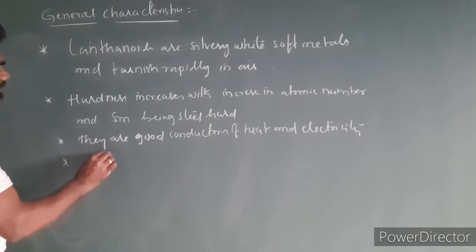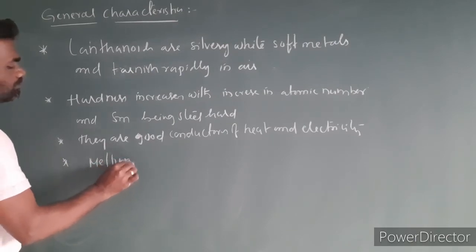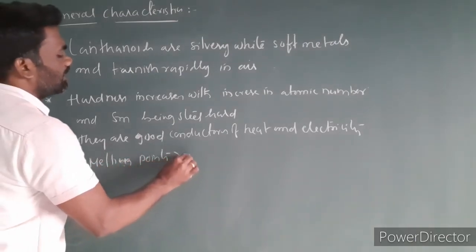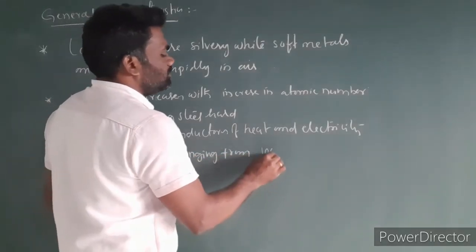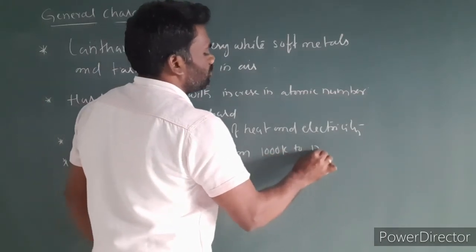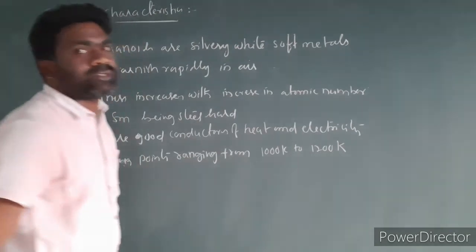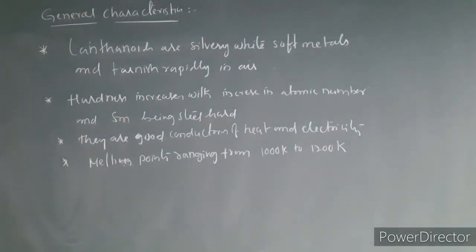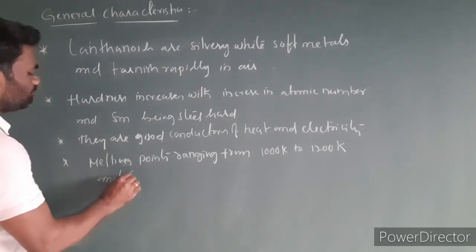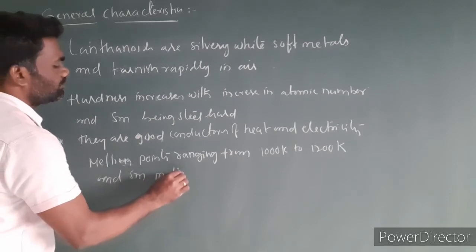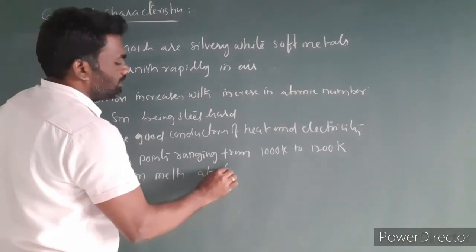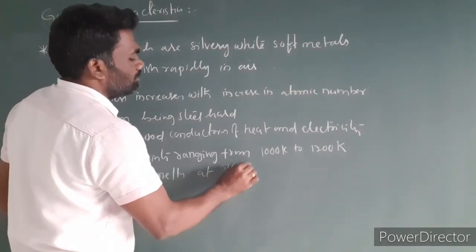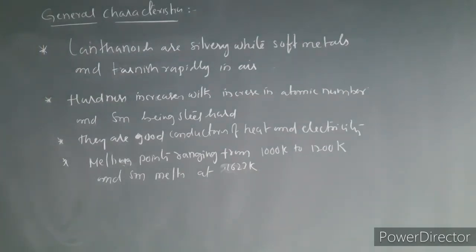The melting points range from 1000 Kelvin to 1200 Kelvin, and samarium melts at 1623 Kelvin. Samarium, Sm, melts at 1623 Kelvin.